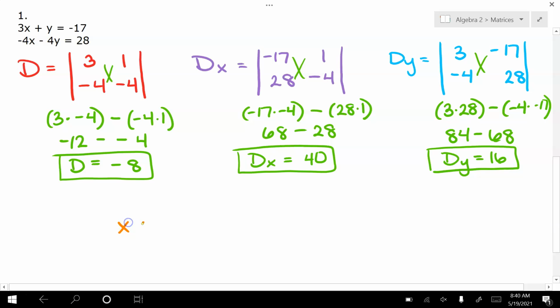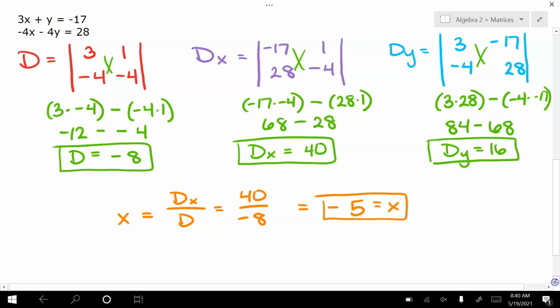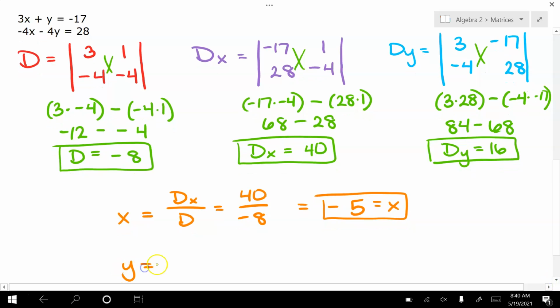So I already have those numbers now, the negative 8, the 40, and the 16. So to find x, we put that 40 over the negative 8. And so that's going to equal negative 5. So that's my x value. And then for the y, similar setup except we're doing the determinant in respect to y. So that would be 16 over negative 8, and that comes out to be negative 2.